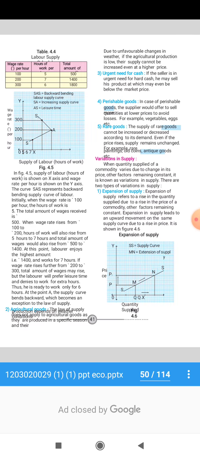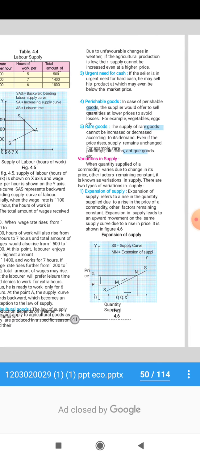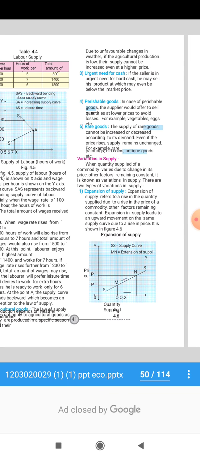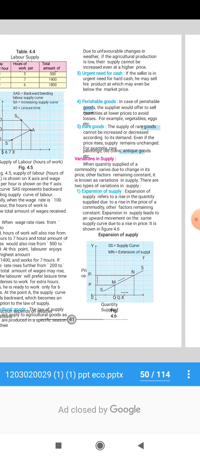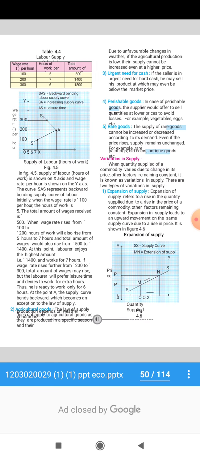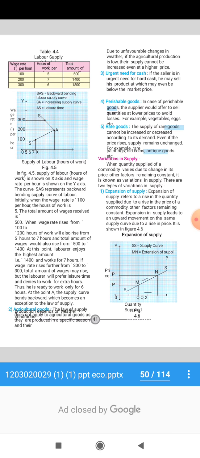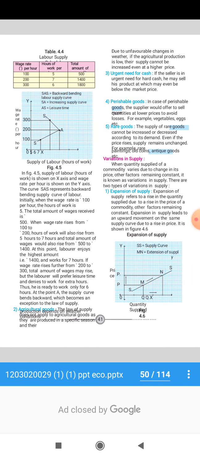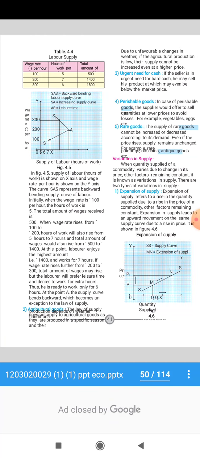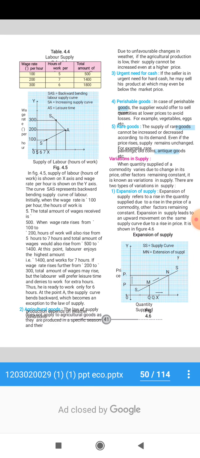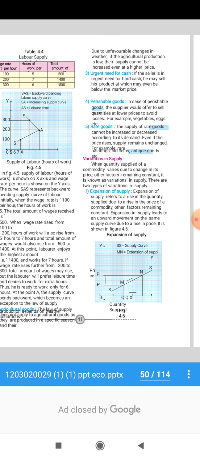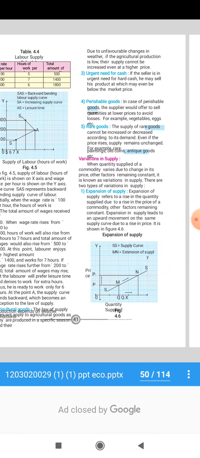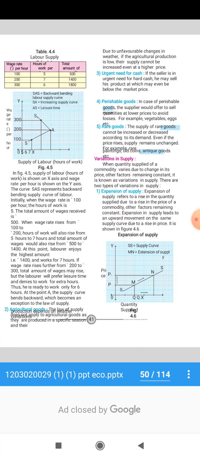Okay, I repeat, variation in supply is a rise or fall in quantity supplied due to change in its price, other things remaining constant. Variation in supply has two types: contraction of supply and expansion of supply. Expansion of supply refers to a rise in quantity supplied due to a rise in the price of the commodity. In graph 4.6, P is the original price and Q is the original quantity supplied. When price rises from P to P1, quantity supplied rises from Q to Q1 on the x-axis. Expansion in supply leads to an upward movement on the same supply curve due to rise in its price, as shown in figure 4.6.